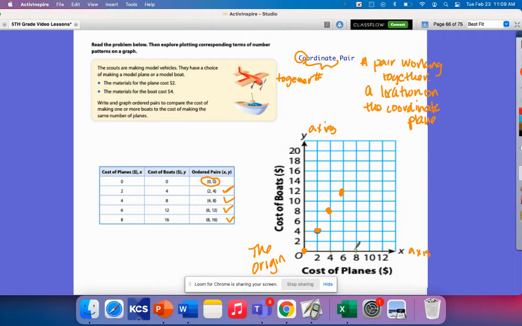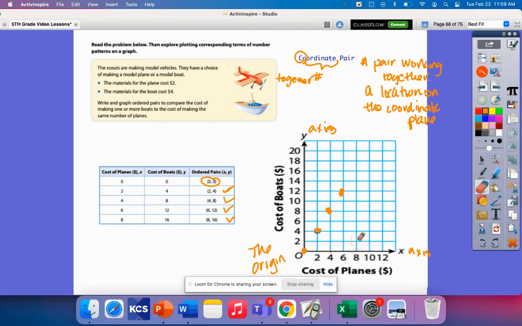Now, remember, don't plot your point here. If I plotted it here, that's a misconception. That would actually be 8 for the X value and 0 for the Y value, and that doesn't make any sense in this context. So just know that when you find your X value, you also have to find the Y. So 8 and then 16. These plotted points, these ordered pairs, represent the cost of the planes and the cost of the boats.